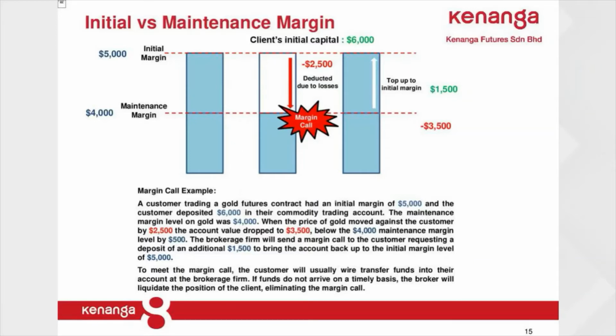In this example, a customer who wants to engage in a gold futures contract has deposited 6,000 into his or her account, and then initiates the position. Let's say the price of gold moves against the customer by 2,500 in equity value, right? So the account value will be about 3,500. That is below the 4,000 maintenance margin by 500. So this customer will have a margin call, and to answer the margin call, he or she has to deposit 1,500 to restore the initial margin, not the maintenance margin, right? That is the difference between initial and maintenance margin, which is important for you before you initiate gold futures. This is really important.